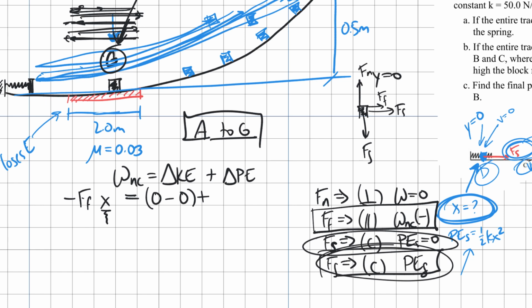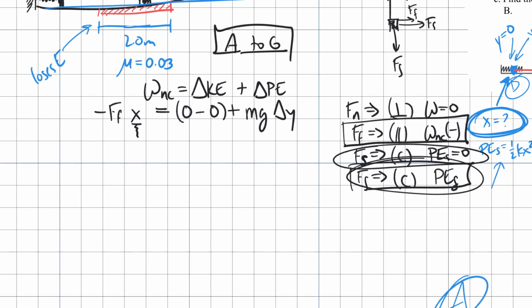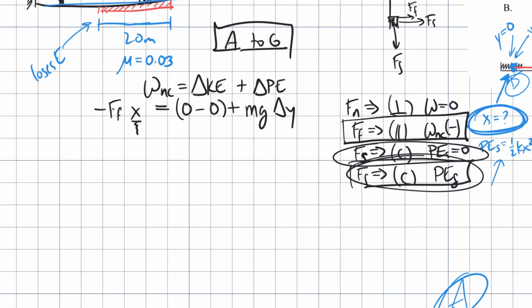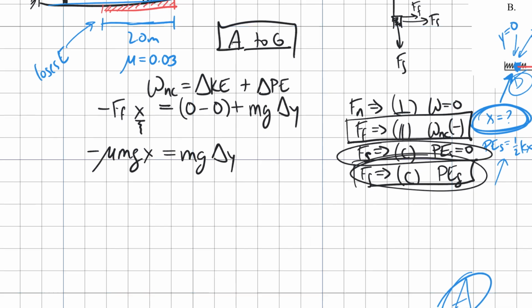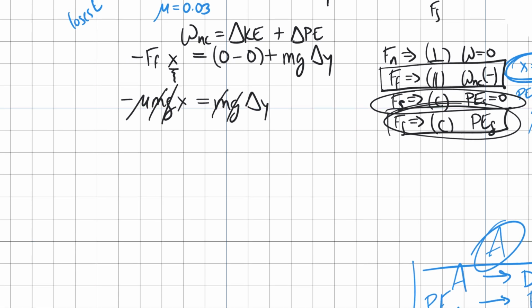Potential energy due to gravity, however, we've got mg delta y. I know the delta y here is going to be negative 0.5 because it ends up at y equals 0, and it starts at y equals 0.5. So that delta y will be negative 0.5. Before I move on, I'm going to expand this force of friction into negative mu mg. So that's mu times the normal force times x equals mg delta y. Oh, this is coming out nice and pretty. M and g are going to go away.